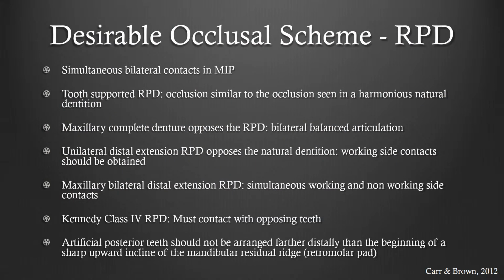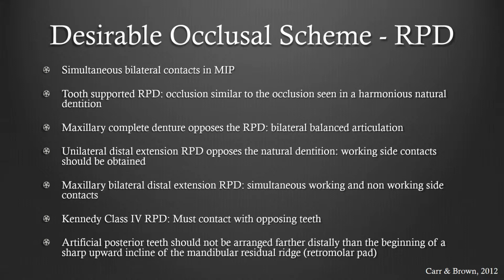This slide is explaining the desirable occlusal scheme of removable partial denture, to enhance stability of the dentures, and to develop a harmonious occlusal relationship among removable partial dentures. First, simultaneous bilateral contacts in maximum intercuspal position for all removable partial dentures. Occlusion for tooth-supported RPD may be arranged similarly to the occlusion seen in a harmonious natural dentition. Bilateral balanced articulation should be arranged when a maxillary complete denture opposes the RPD.